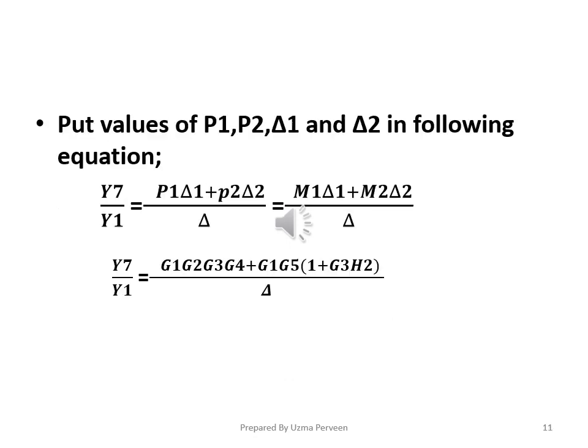Then after calculating del i's, we will calculate the value of Y7 upon Y1 by putting the values of P1, P2, del 1, del 2 and del in the formula we have set in the second step. So we put the values of P1, del 1, P2, del 2 and del in the formula and we'll get this answer.